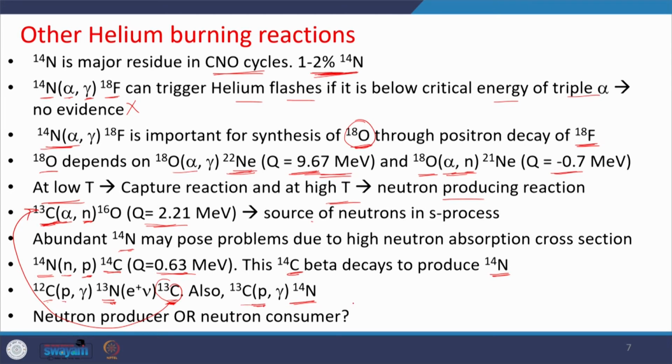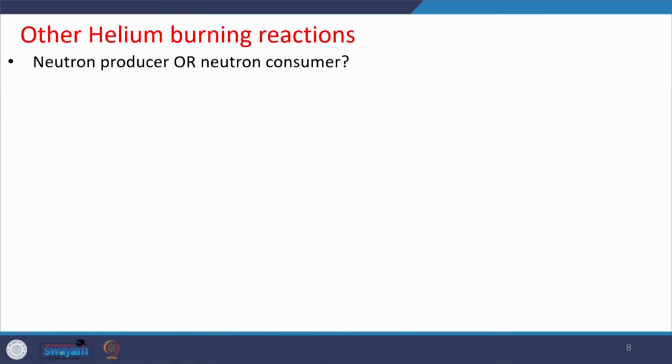So, the question is, is this nitrogen 14 helping in the production of neutrons or in the absorption of neutrons? Before postulating any reaction to be a major source of neutrons, you have to remember whether that is leading to huge absorption of neutrons also or not. That one has to be kept in mind. All right. So, after nitrogen 14, what are the other helium burning reactions?